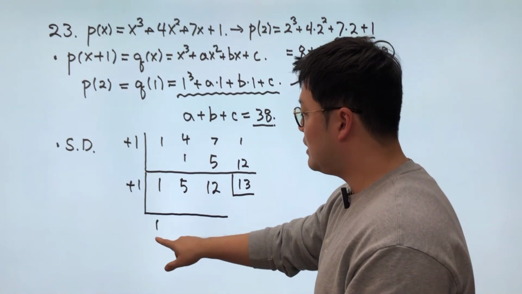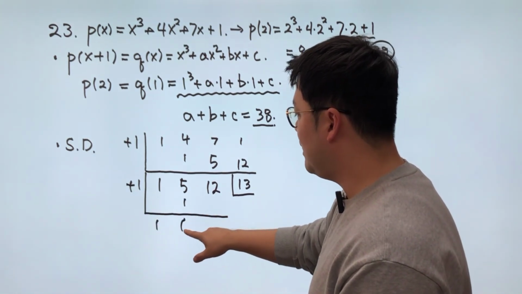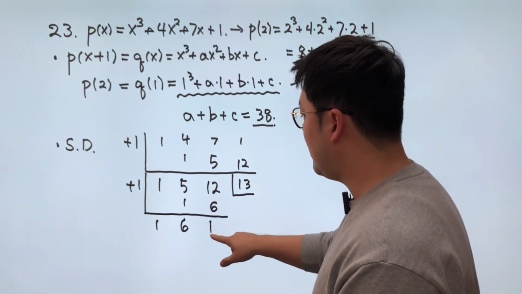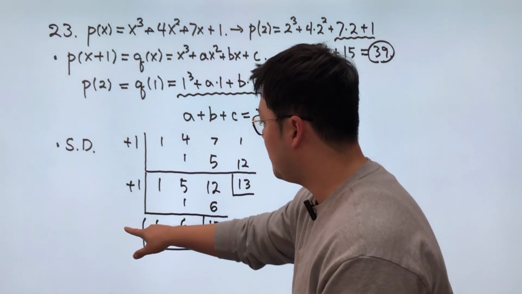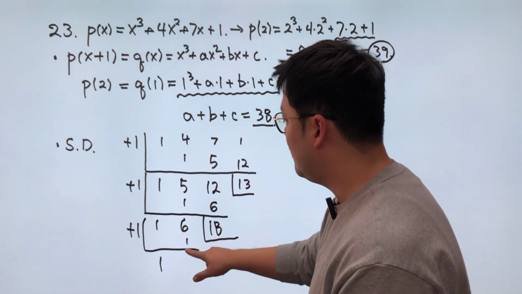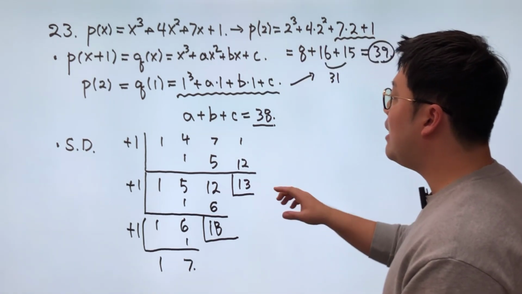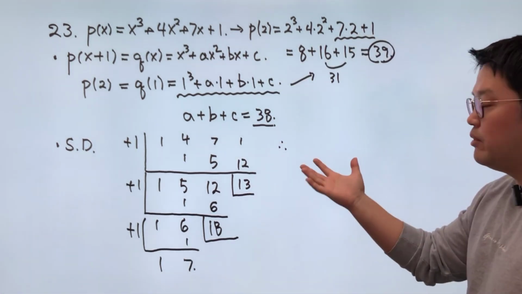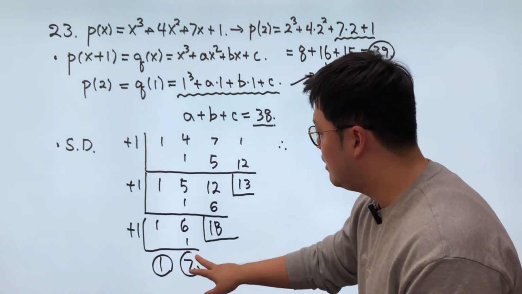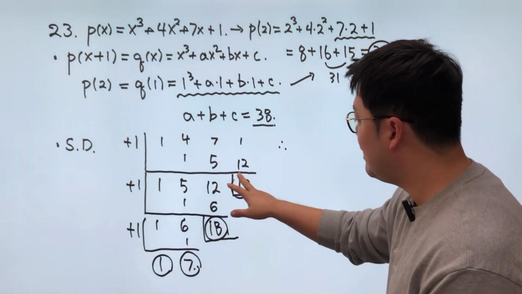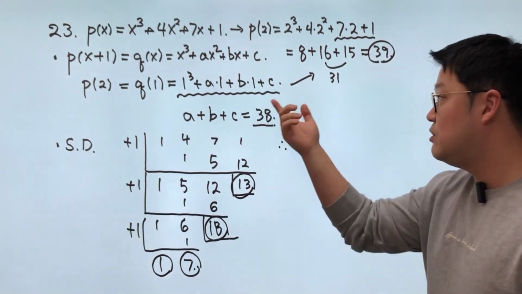So if you keep doing this process, that becomes 1 and positive 6, and that becomes 18, right? And you've got to try it once more. Positive 1, so 1 and 7. So right now, from all of these numbers, we have found a list of numbers, and that becomes the coefficients of q of x.